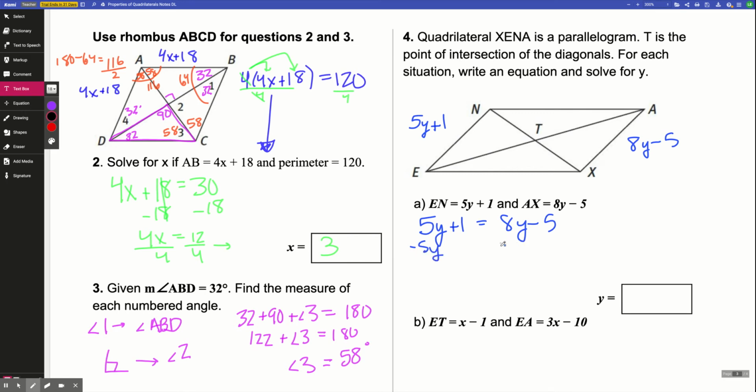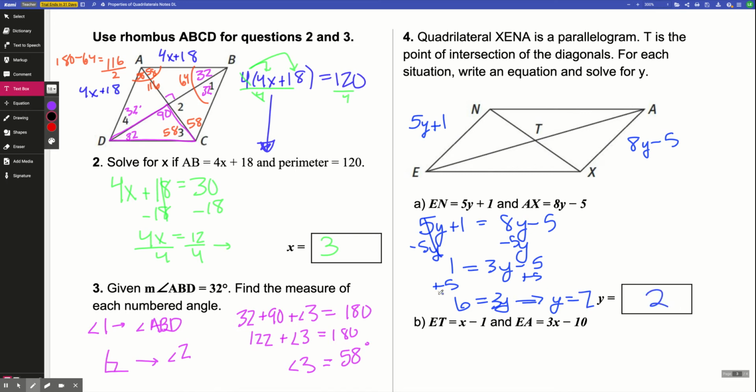So I'm going to do minus 5y, minus 5y. Okay, so I end up with 1 equals 3y minus 5. I'm going to add 5 to both sides, plus 5, plus 5. So I have 3y equals 6. And then I'm dividing by 3 on both sides, so you end up with y equals 2.